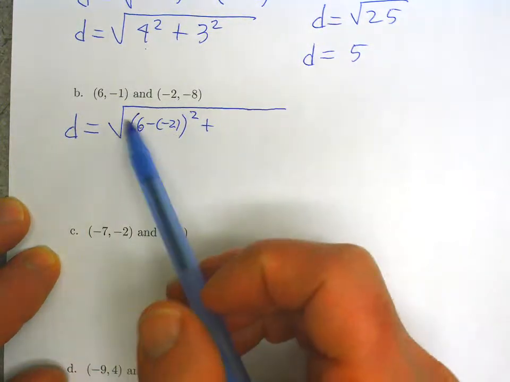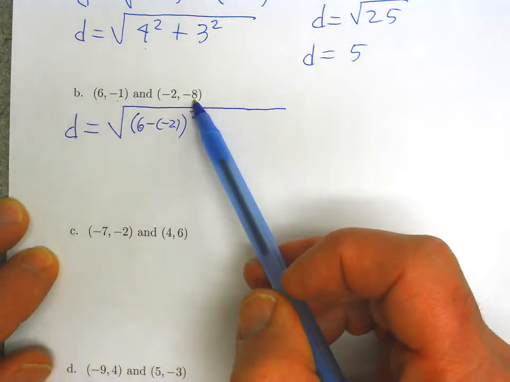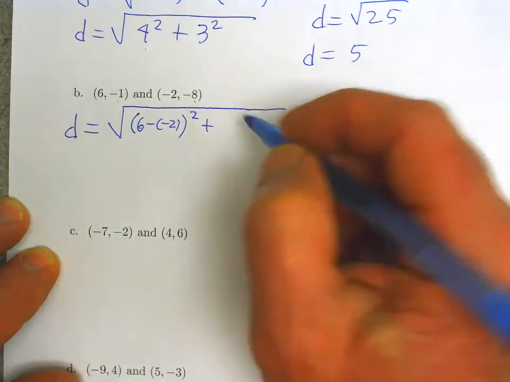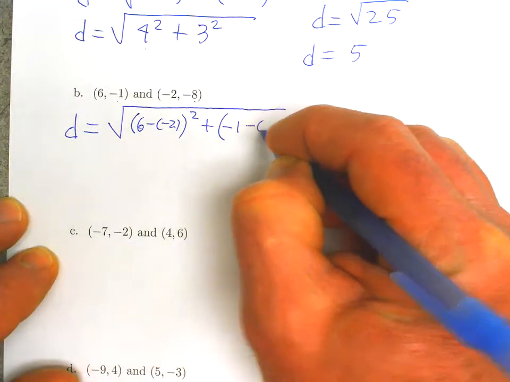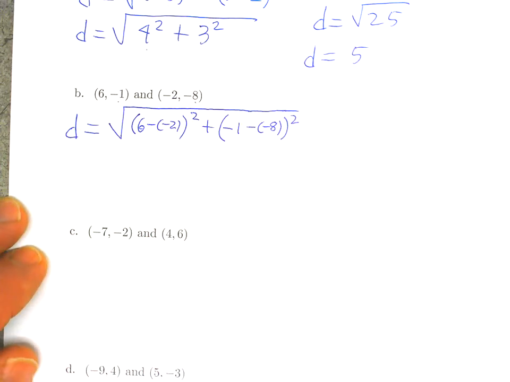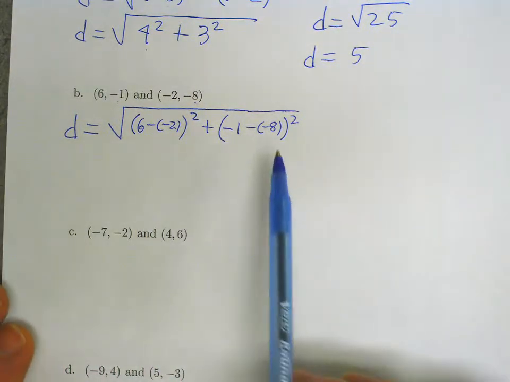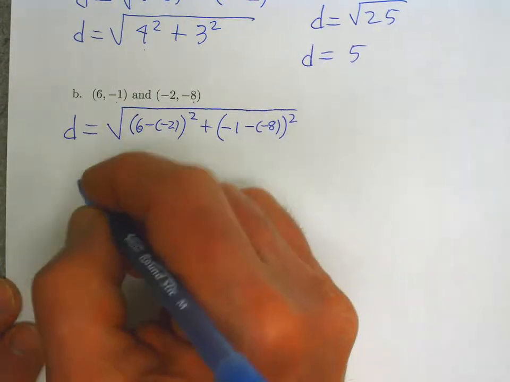now we focus on the y-coordinates. The y-coordinate of this point is negative 1. The y-coordinate of that point is negative 8. So the quantity negative 1 minus negative 8 squared. So see what I mean about the arithmetic. You have to be careful with it.